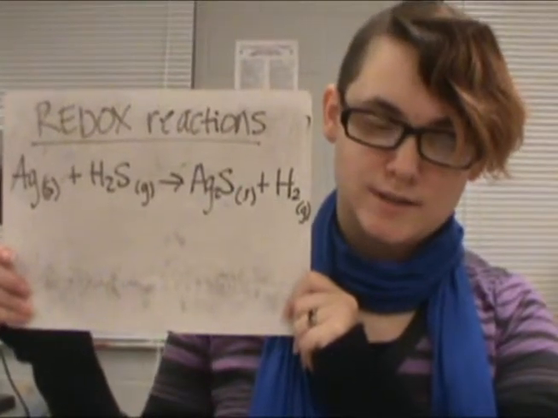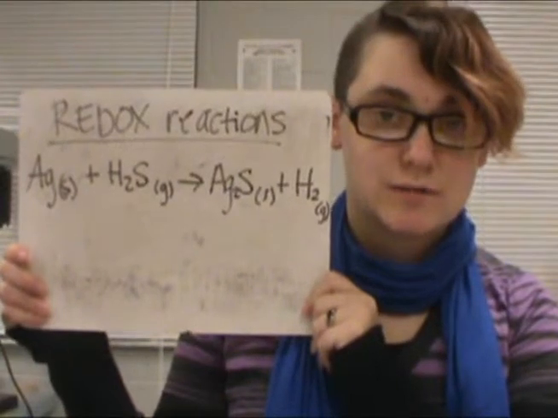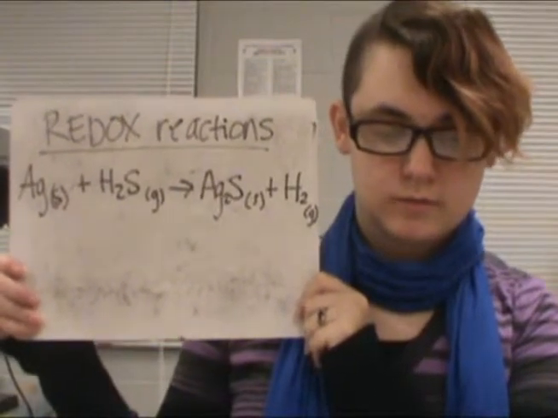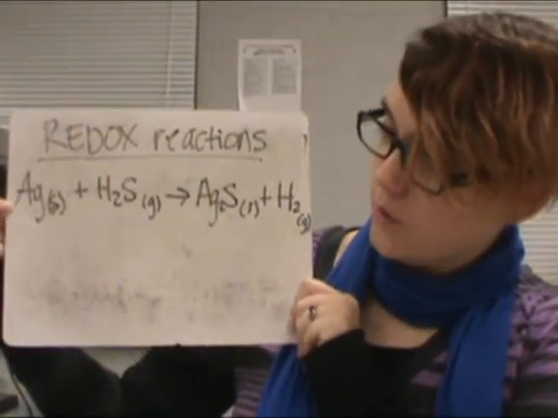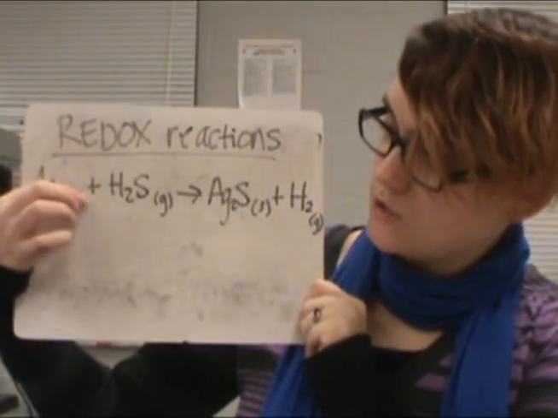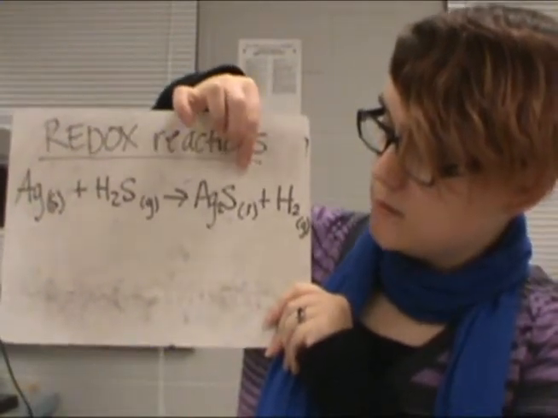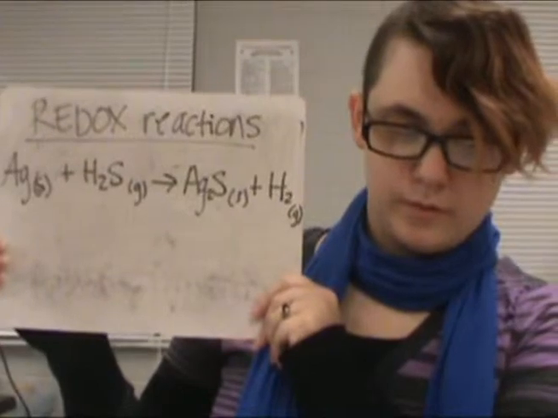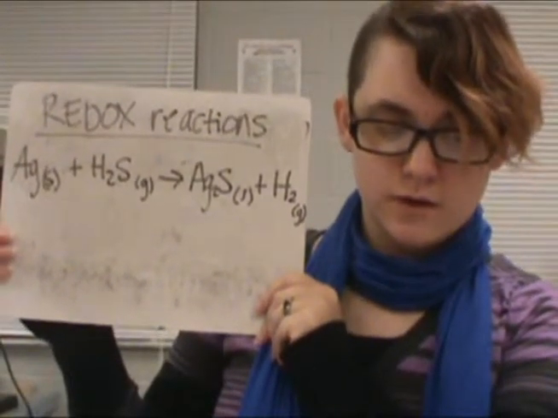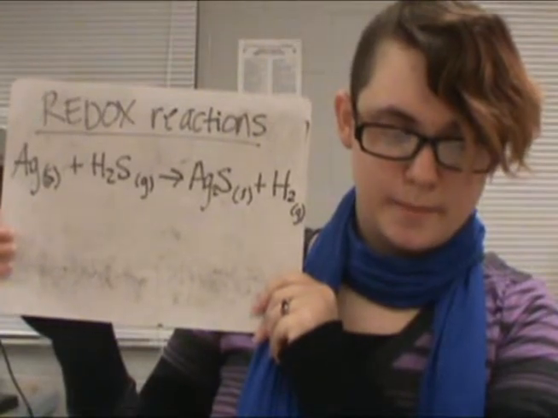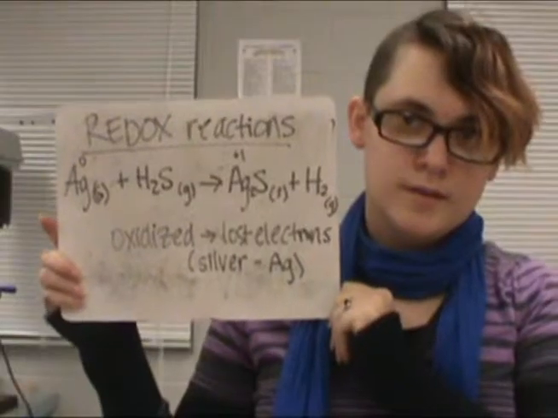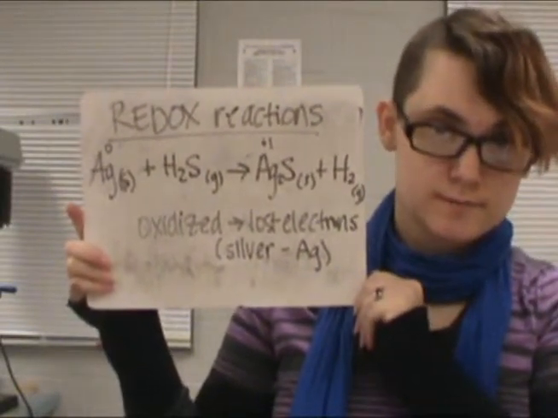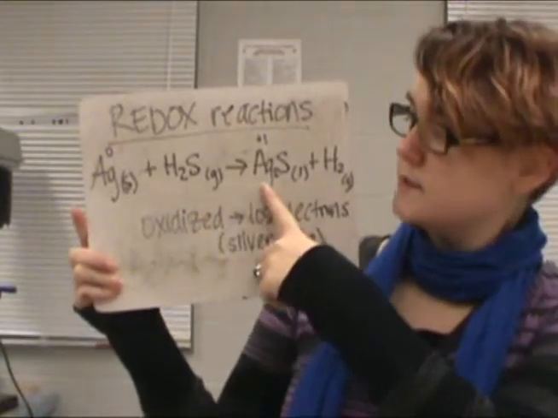Let's talk about redox reactions, or oxidation-reduction reactions. Silver tarnishes when it reacts with hydrogen sulfide in air. So we have solid silver plus gas hydrogen sulfide yields solid silver sulfide plus hydrogen. The silver is the substance that's oxidized. The substance that's oxidized in this reaction is the silver. We know that because it loses electrons. It starts out with a charge of 0 and ends up with a charge of positive 1.